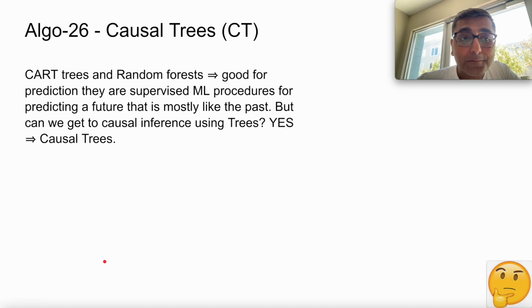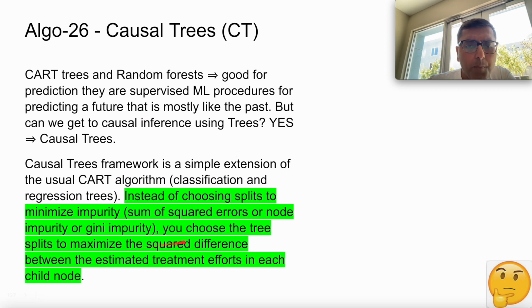Causal trees are a variation of trees, and in essence, causal trees are optimizing for maximizing the squared difference between the estimated treatment effects, instead of choosing a split that minimizes the impurities. That's the only distinction. So we have trees that are used and are good for prediction, but can we use trees for causal inference? Yes, and that's where causal trees come in.